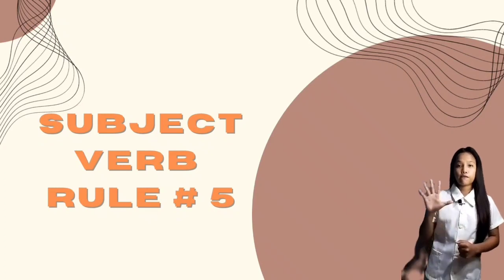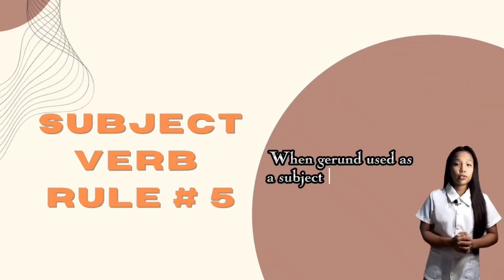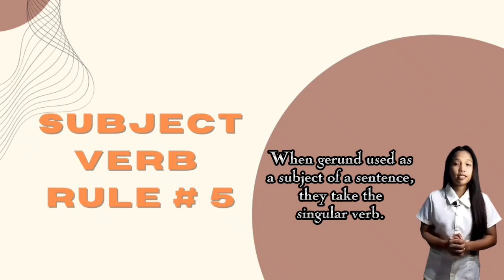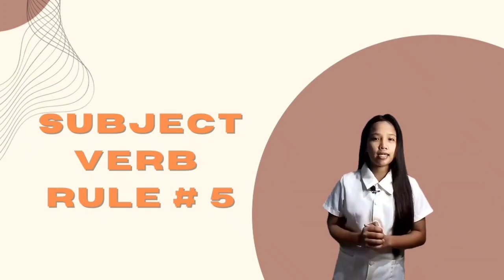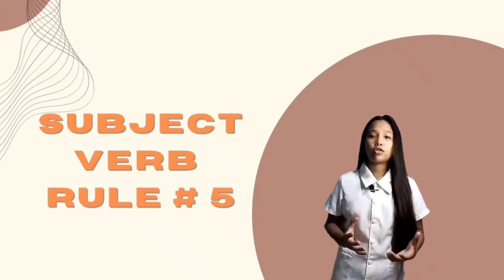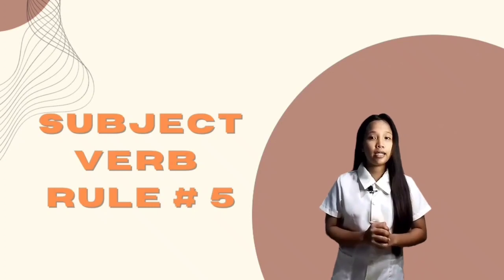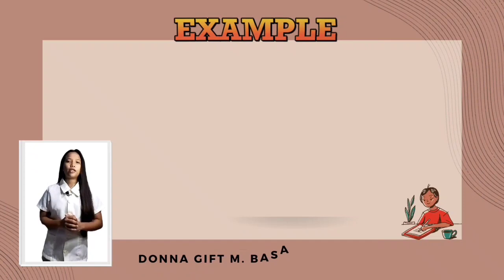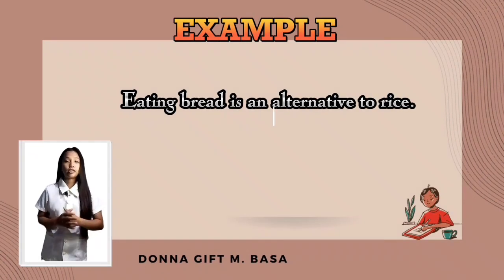Subject-verb rule number 5. When a gerund is used as the subject of a sentence, it takes the singular verb. A gerund is an ing form of a verb that is used as a noun. It is obtained by adding the ing tag to a verb root. Example: eating bread is an alternative to rice. The verb root is eat plus the ing. Now we have eating as a singular gerund.